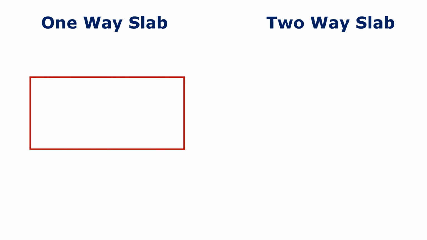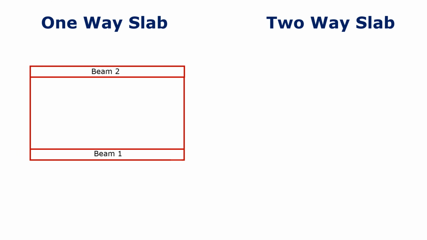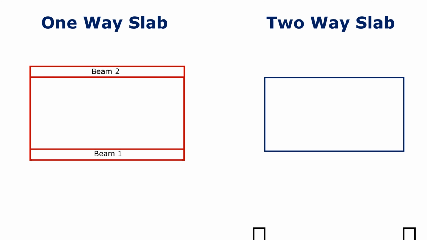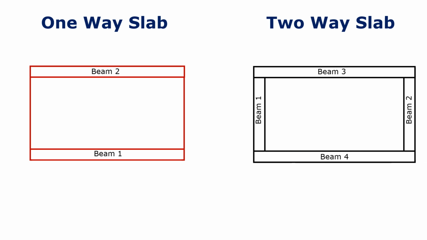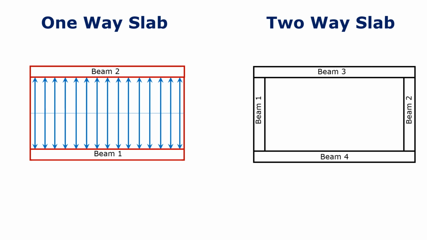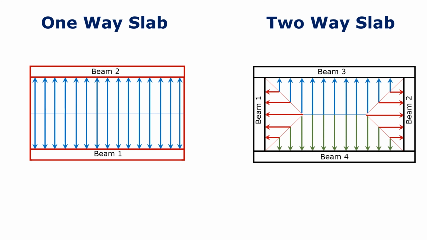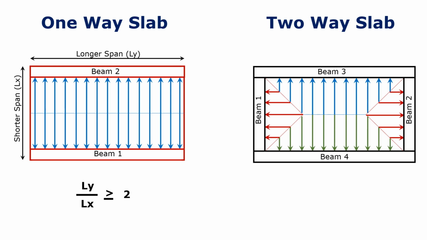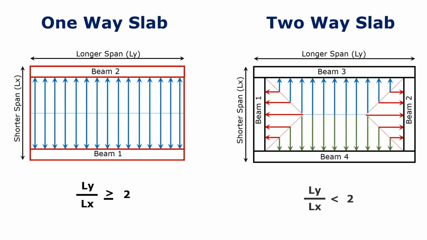In one-way slab, the slab is supported by beams on the two opposite sides. In two-way slab, the slab is supported on all the four sides. In one-way slab, the loads are carried along one direction. Hence, the main reinforcement will be provided in one side. In two-way slab, the loads are carried along both directions. Hence, the main reinforcement will be provided on both sides. In one-way slab, the ratio of longer span to shorter span is equal to or greater than 2. In two-way slab, the ratio of longer span to shorter span is less than 2.